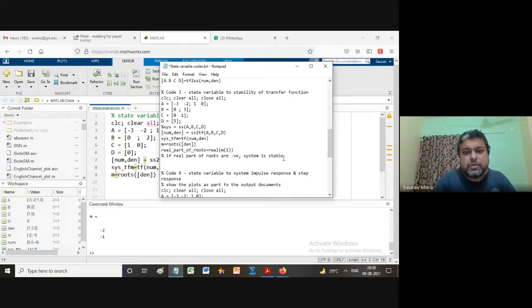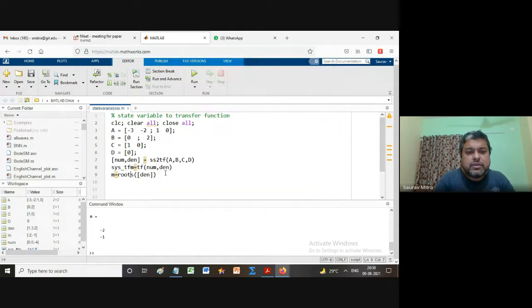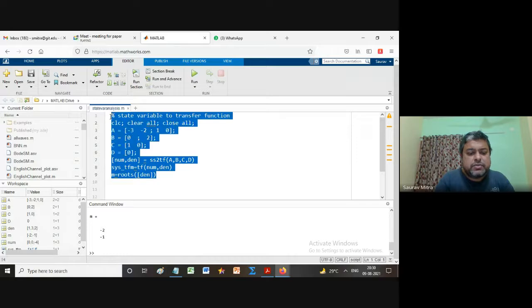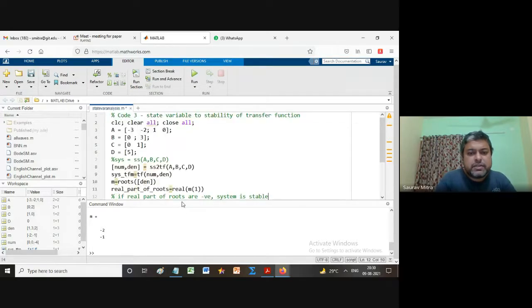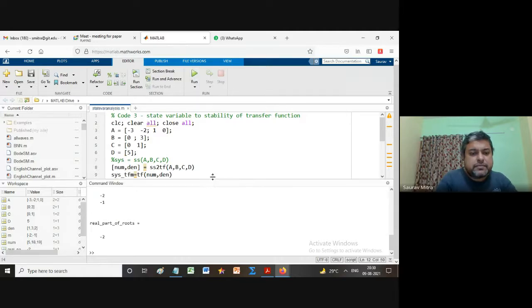Okay, so what is code number 3? Code number 3 is like this. So let us do code number 3 also, because code number 3 is already shown to you, because root was not there in this first equation. But let us do code number 3. So here the same thing as input, and let us find out what the roots of the characteristic equation are. So real part of the roots.